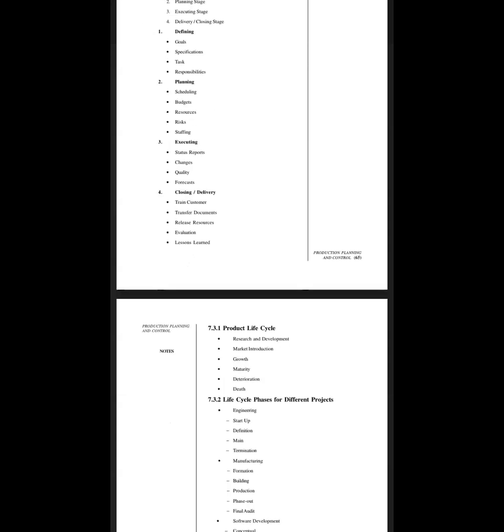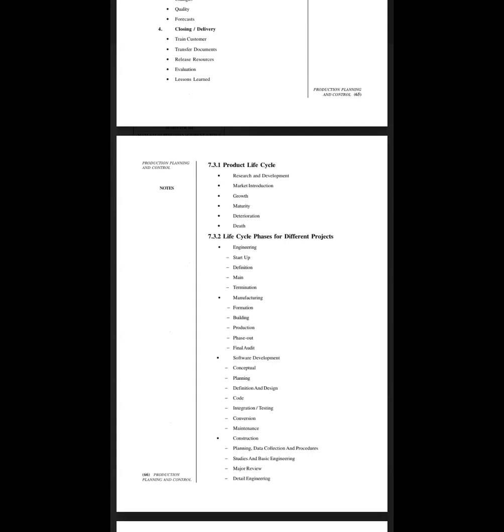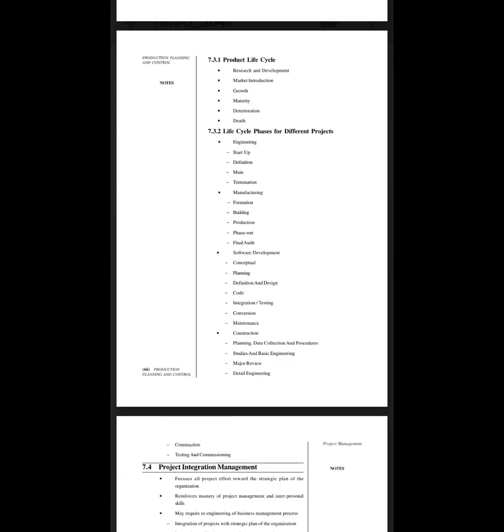Then the product life cycle: research and development, market introduction, growth, maturity, deterioration. That is the product life cycle. Then life cycle phases for different projects. There are a few life cycle phases such as engineering, manufacturing, software development and construction. These are the major life cycle phases of different projects.